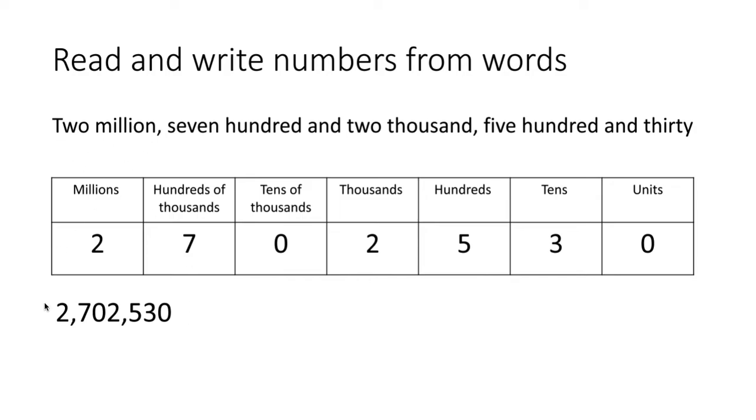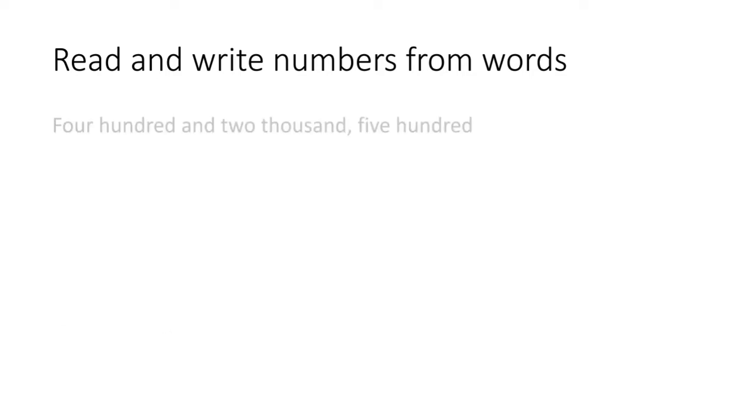If we look at those commas again, they go together. The 2 million, 702,000, 530. They do help.